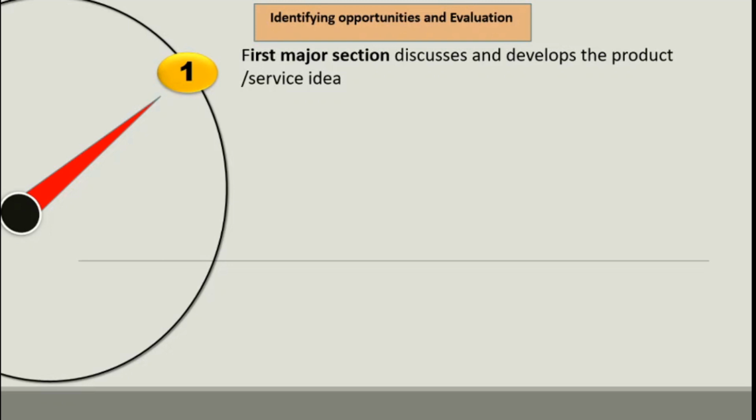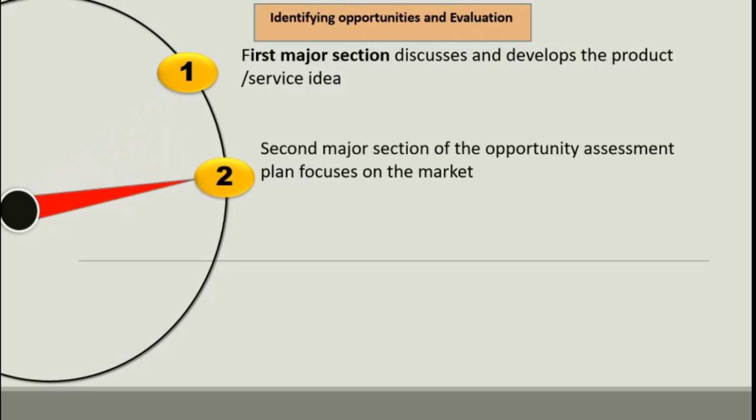Next point is the second major section of the opportunity assessment plan. It focuses on the market, the size of the market, trends in the market, characteristics of the market, and growth rate, which includes the market need filled, the social conditions underlying this market need, any data available to describe the market need, size, trend, and characteristics of domestic as well as international markets, and the growth rate of the market.